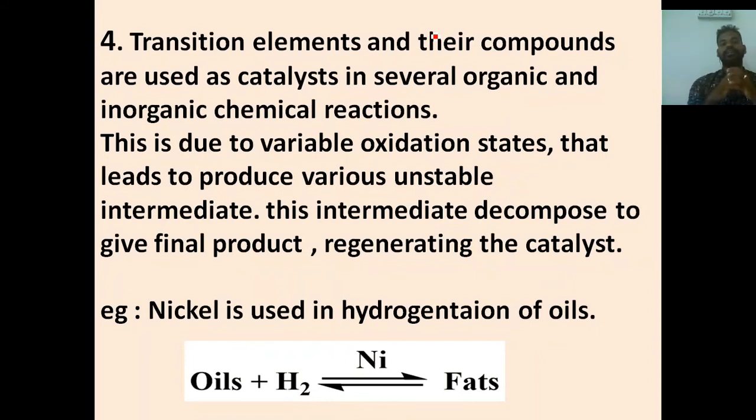And then transition elements and their compounds are used as a catalyst. So most of them are used as a good catalyst. This is also because of their variable oxidation state. This variable oxidation state leads to the formation of intermediates. What is this intermediate? The intermediate is between the reagent, that is the starting element, and the final product. So they give an intermediate. If they form a quick and unstable intermediate, it means reaction at lower energy.